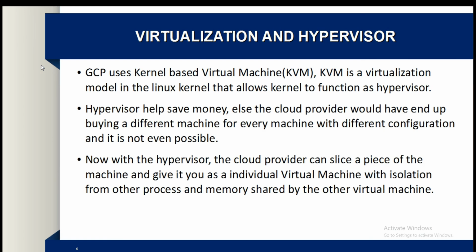Virtualization and hypervisor. GCP uses kernel-based virtual machine, that is KVM, and KVM is a virtualization module in the Linux kernel that allows the kernel to function as a hypervisor. So in Google Cloud Platform, it uses kernel-based virtual machine. Virtualization is nothing but the ability to emulate hardware to run multiple operating systems on a single computer. So that is the use of virtualization. In GCP, kernel-based virtual machines are available.